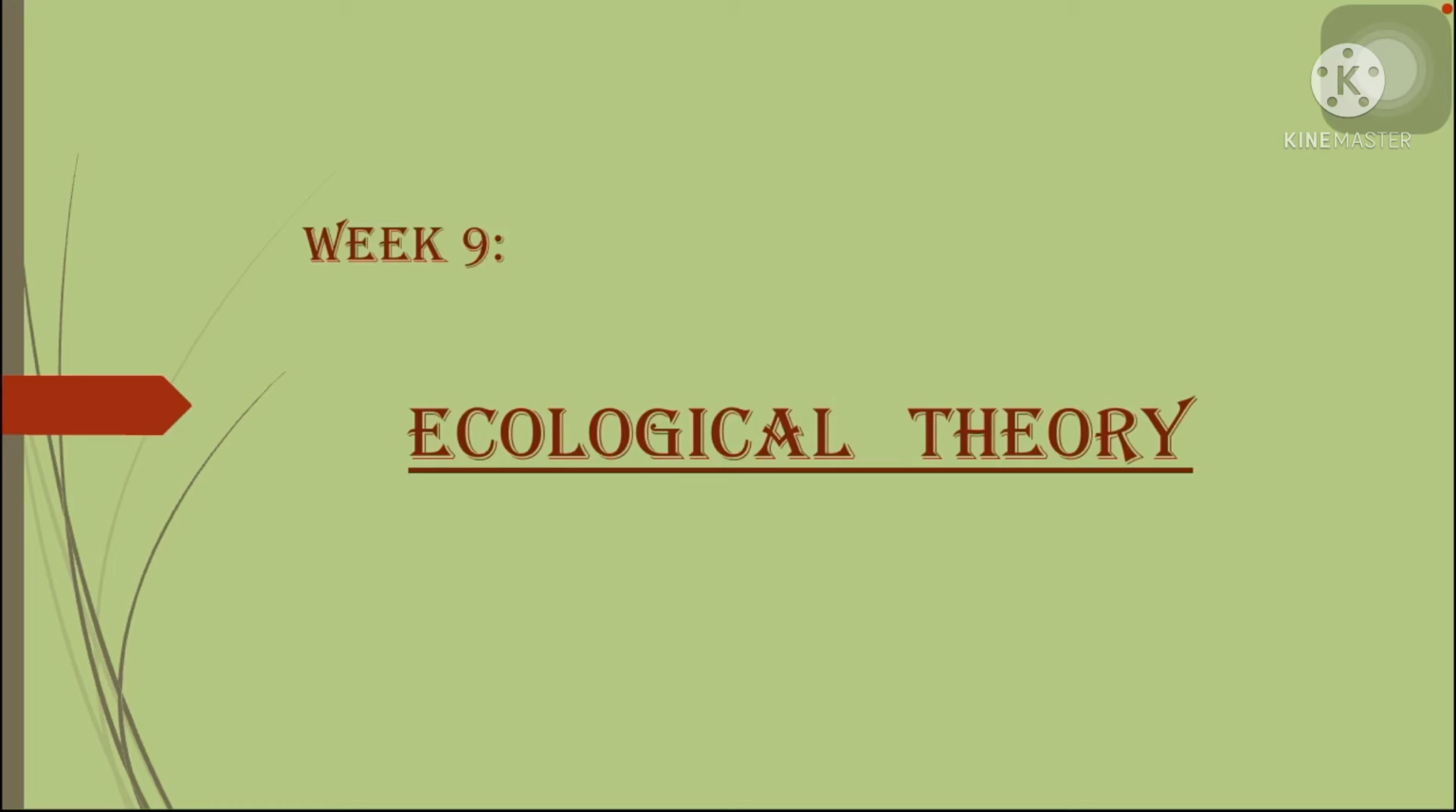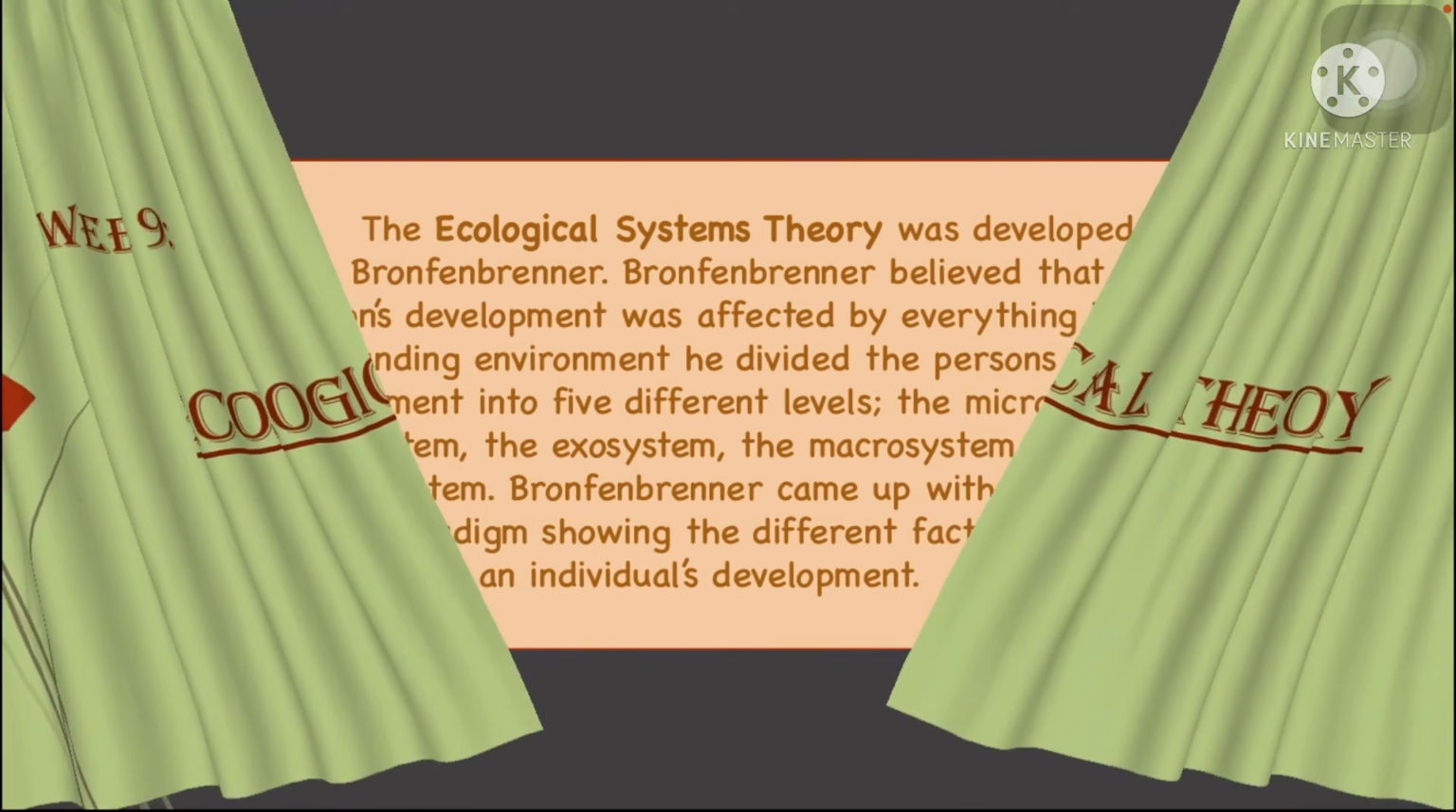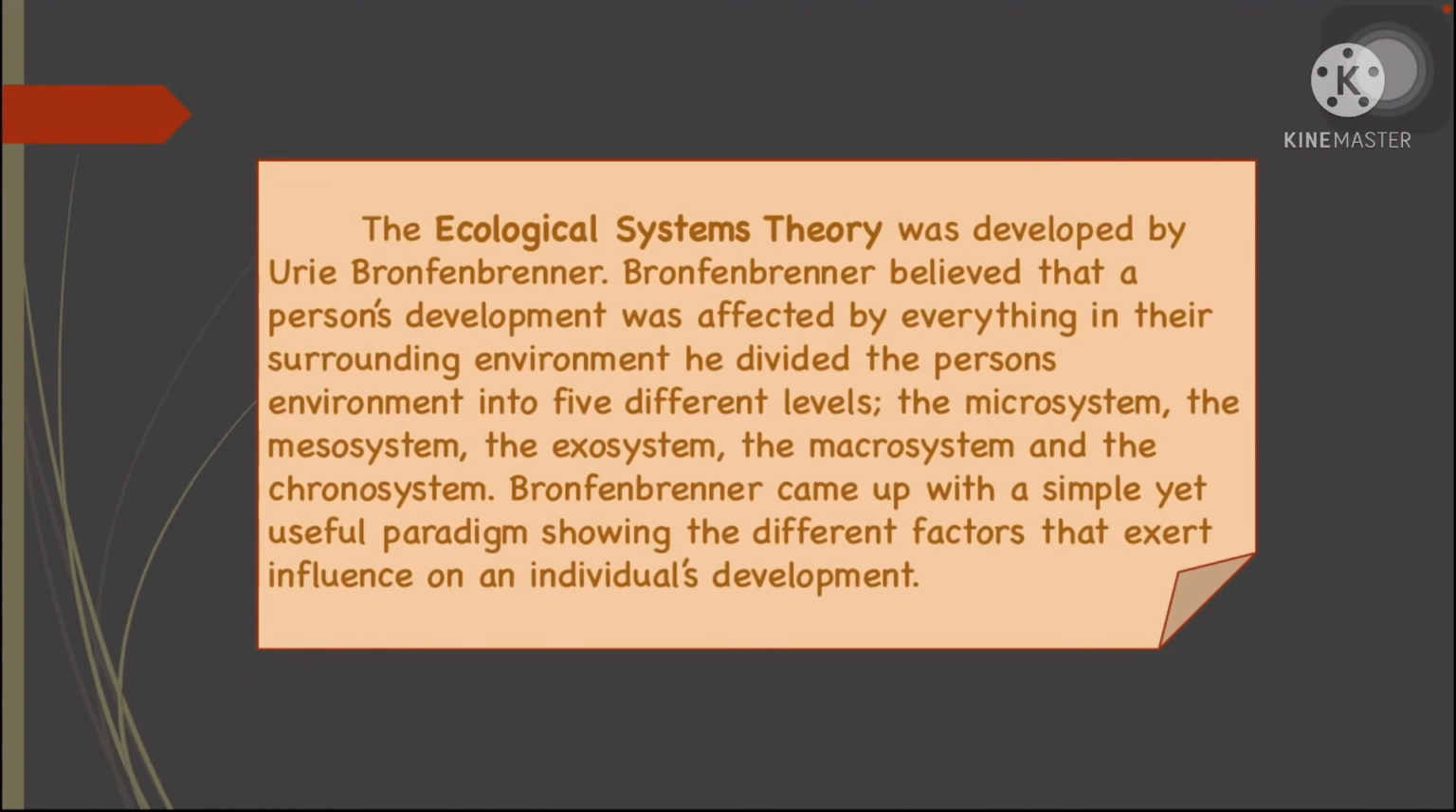Week 9. Topic: Ecological Theory. The ecological system theory was developed by Urie Bronfenbrenner. Bronfenbrenner believed that a person's development was affected by everything in their surrounding environment. He divided the person's environment into 5 different levels: the microsystem, the mesosystem, the exosystem, the macrosystem, and the chronosystem. Bronfenbrenner came up with a simple yet useful paradigm, showing the different factors that exert influence on an individual's development.